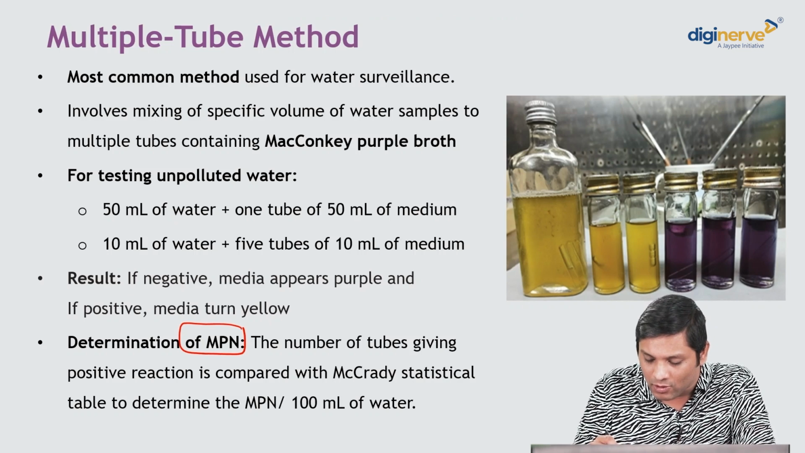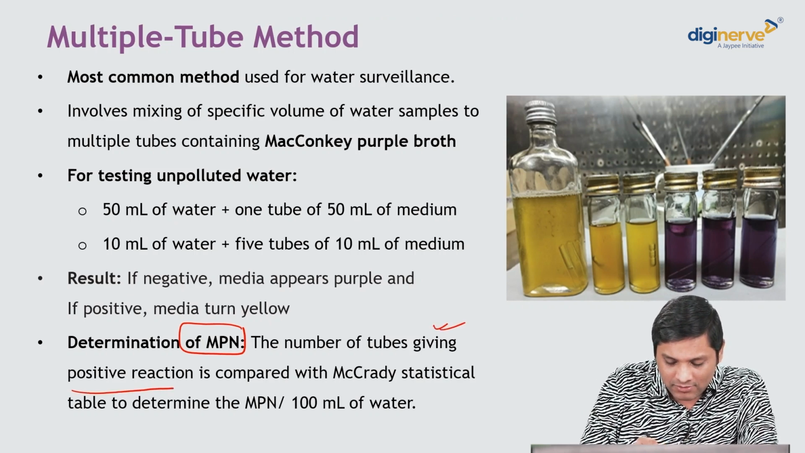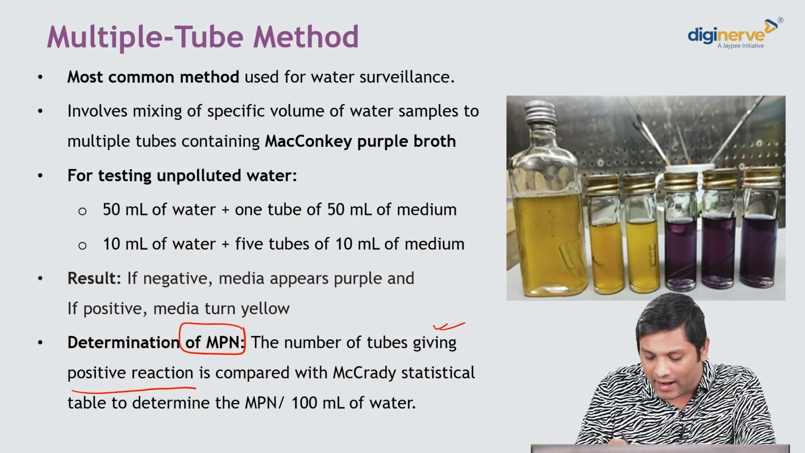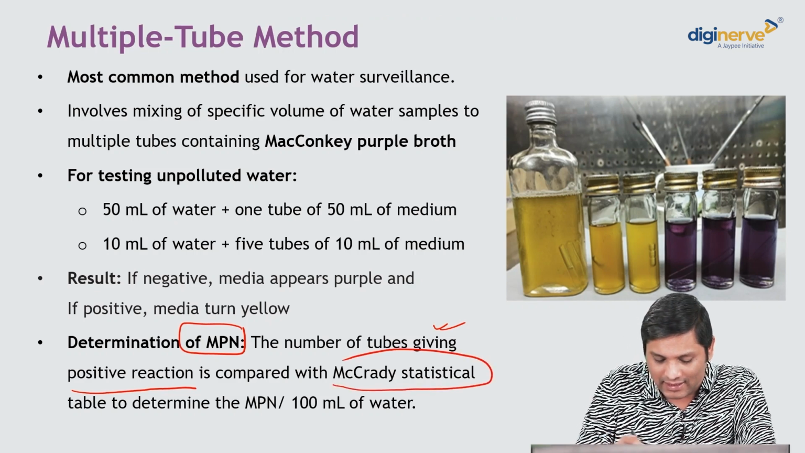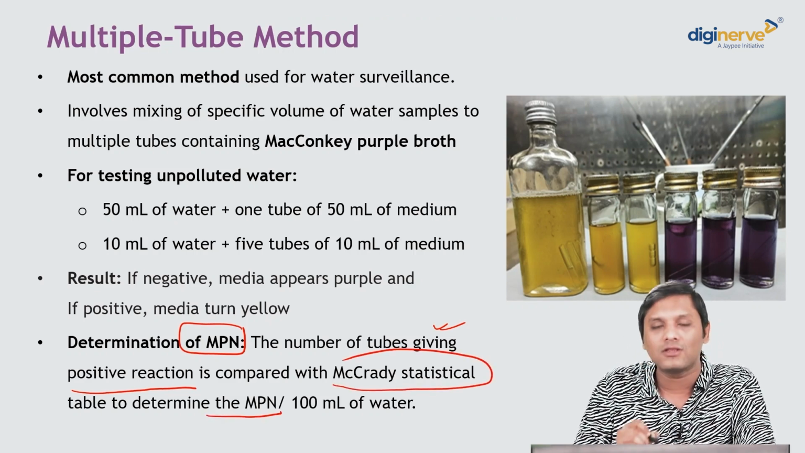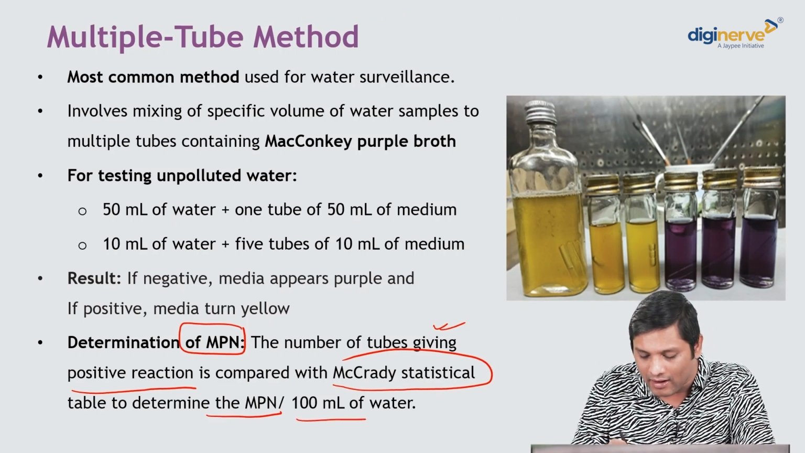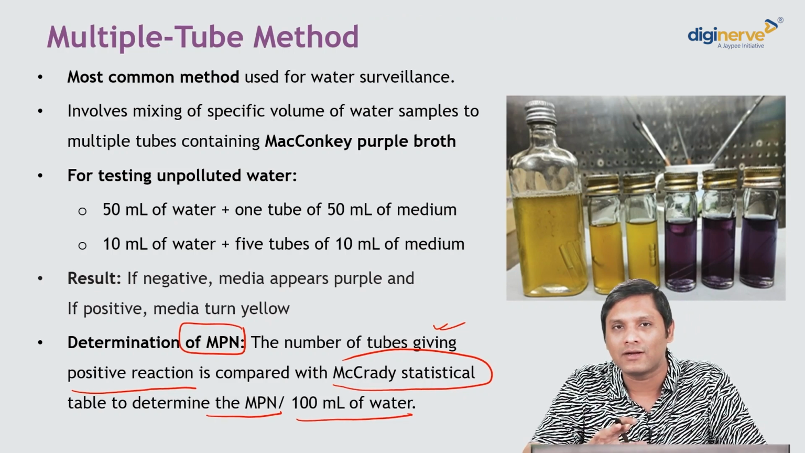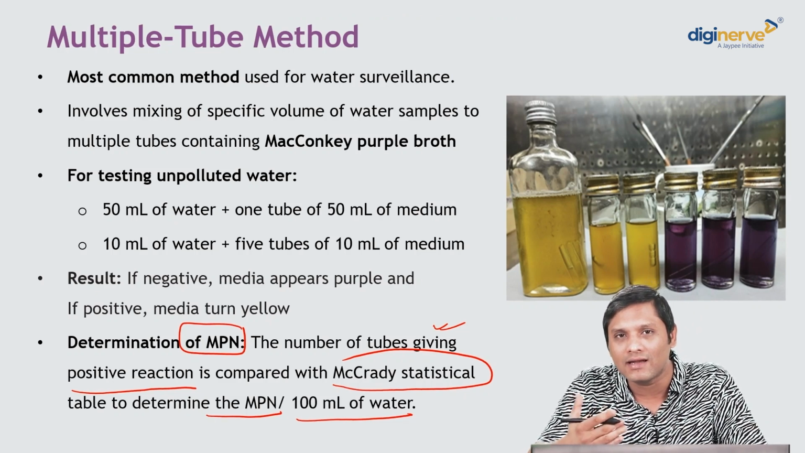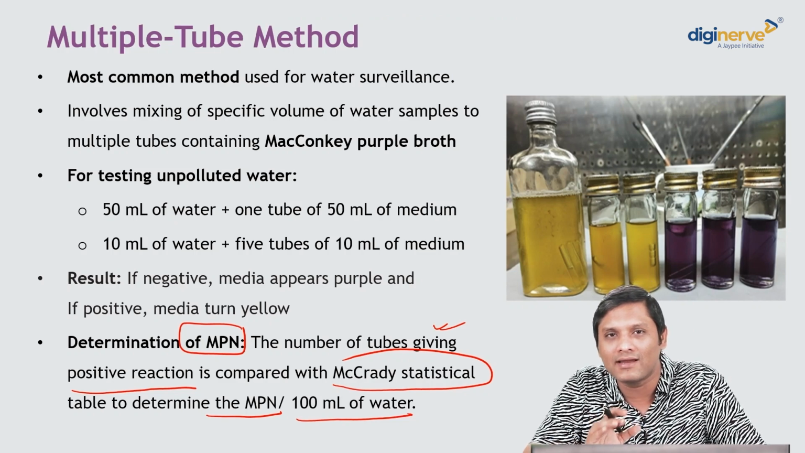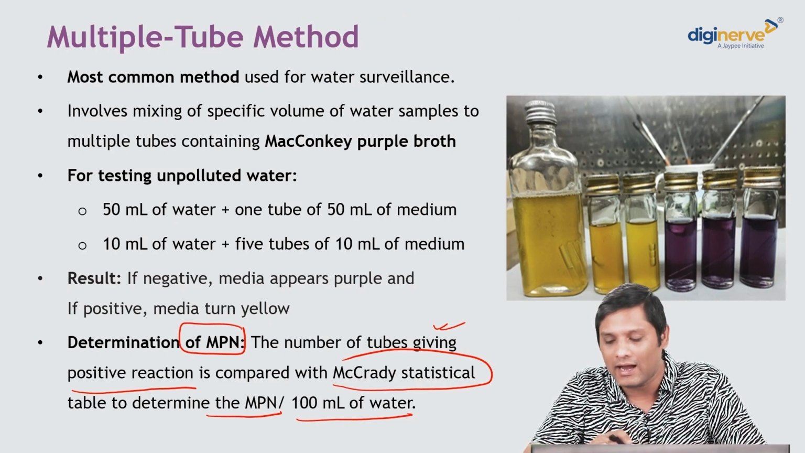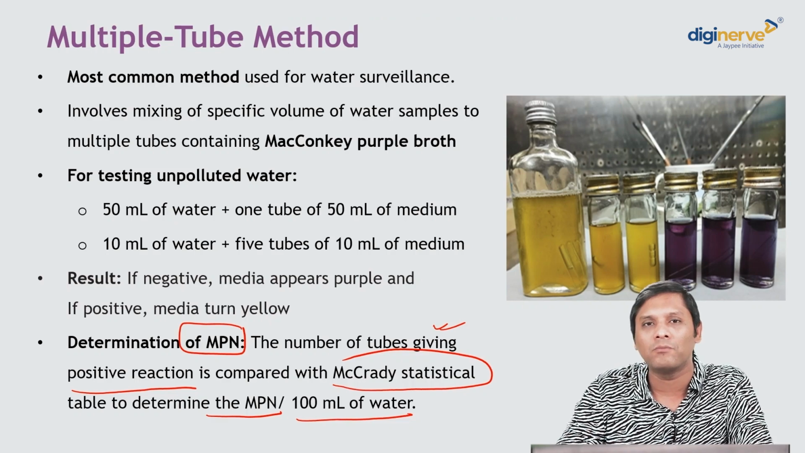It is the number of tubes giving a positive reaction, compared with the McCrady statistical table to determine the most probable number of bacteria present in a water sample per 100 ml of water. That means there is a statistical table available called McCrady's statistical table, and you have to compare how many bottles have become yellow. That many you put into the table to see what the most probable number is.